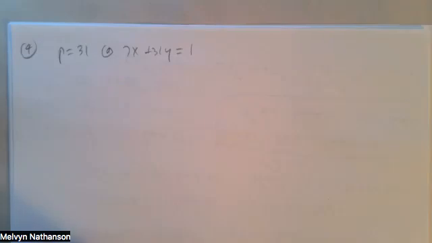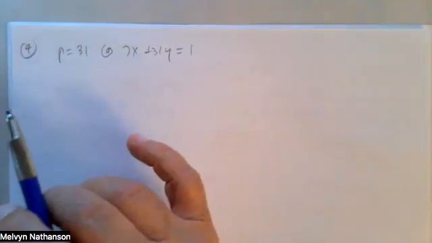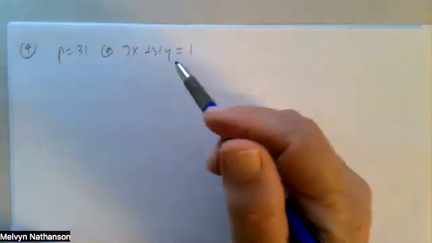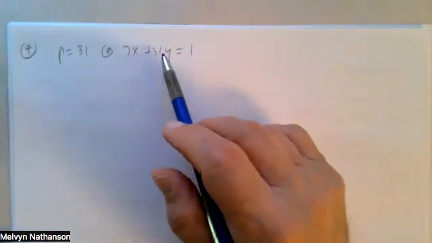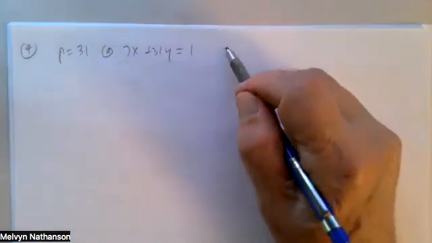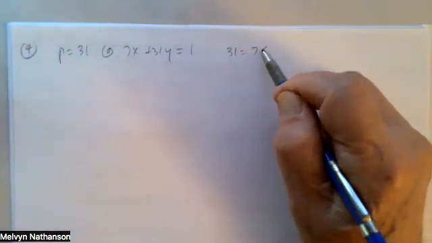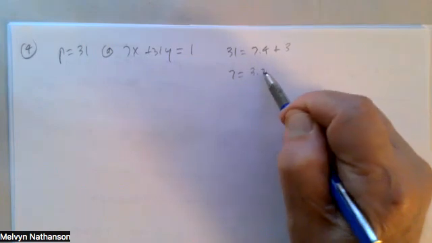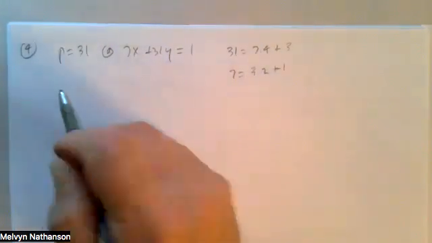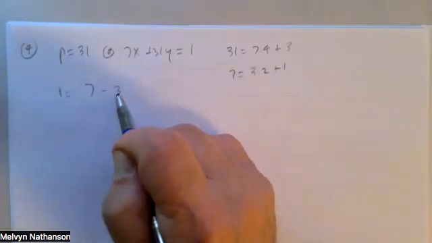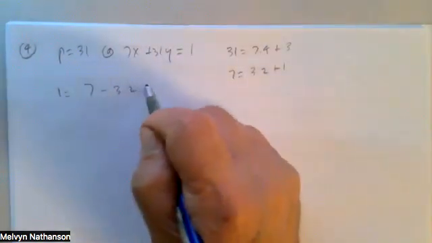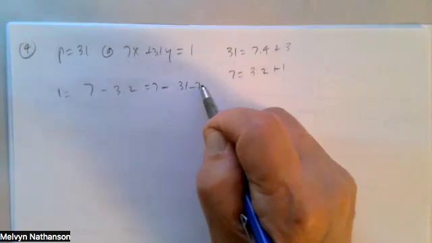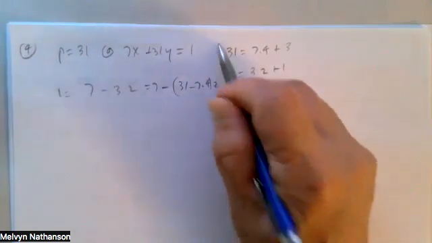So let me show the method that always works. A method that always works is you apply the Euclidean algorithm to find the greatest common divisor. So 31 is 7 times 4 plus 3. 7 is 3 times 2 plus 1. So 1 is 7 minus 3 times 2, which is 7 minus 31 minus 7 times 4, times 2.